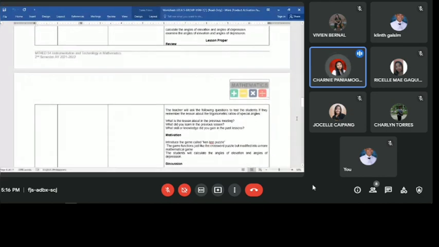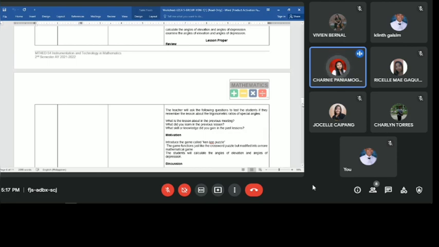For the lesson proper, the teacher will ask the following questions to test if the students remember the lesson about the trigonometric ratios of special angles. What is the lesson about in the previous meeting? What did you learn in the previous lesson? What skill or knowledge did you gain in the past lessons?